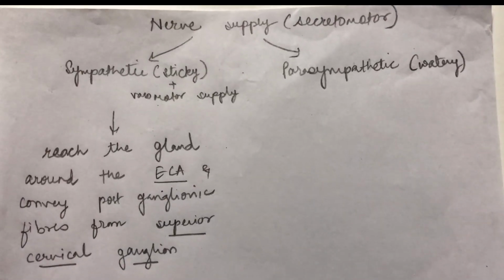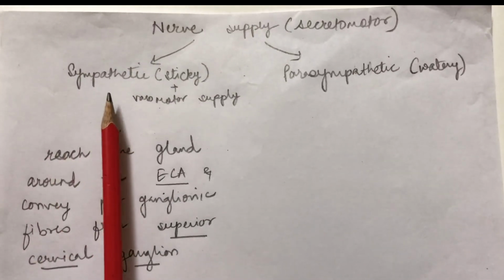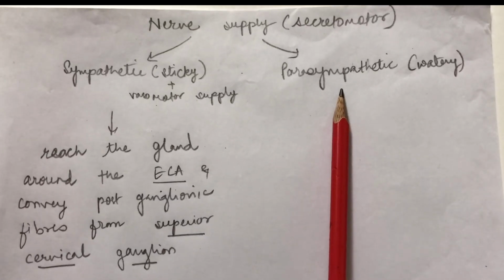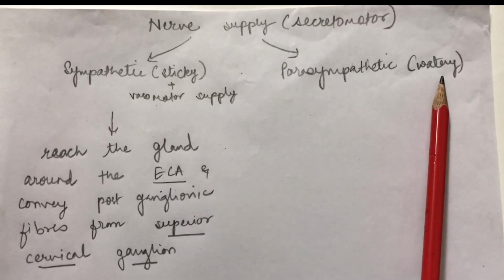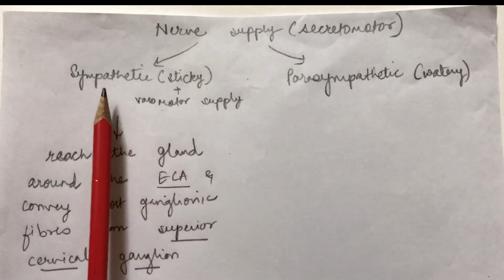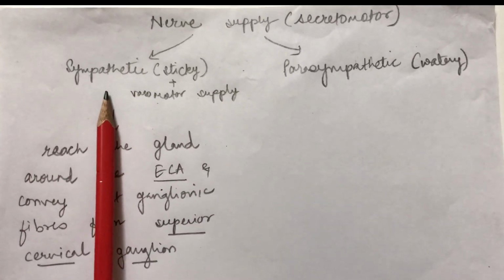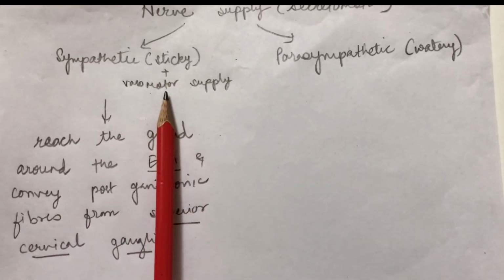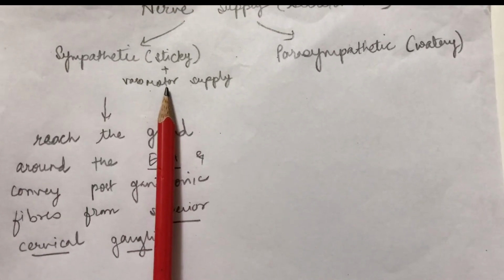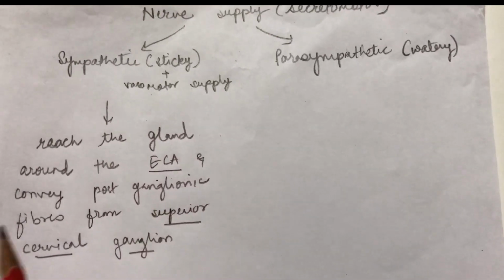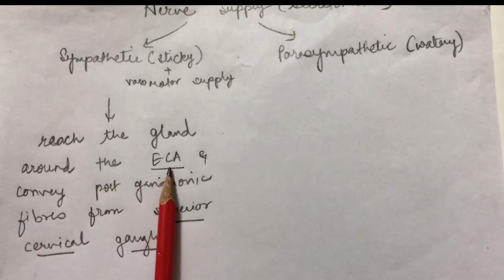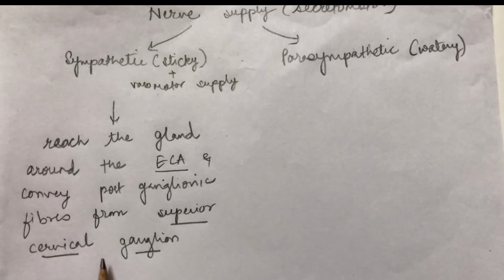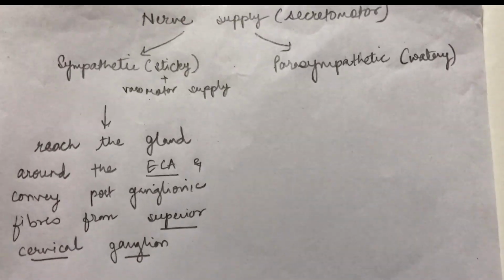The secretomotor supply to the parotid gland is derived from the sympathetic fibers as well as the parasympathetic fibers. The stimulation of the parasympathetic fibers will produce watery secretion from the gland, whereas the stimulation of the sympathetic fibers will produce mucus rich sticky secretion, as well as provide the vasomotor supply to the gland. The sympathetic supply to the gland reaches around the external carotid artery, and they convey the postganglionic fibers from the superior cervical ganglion of the sympathetic trunk.